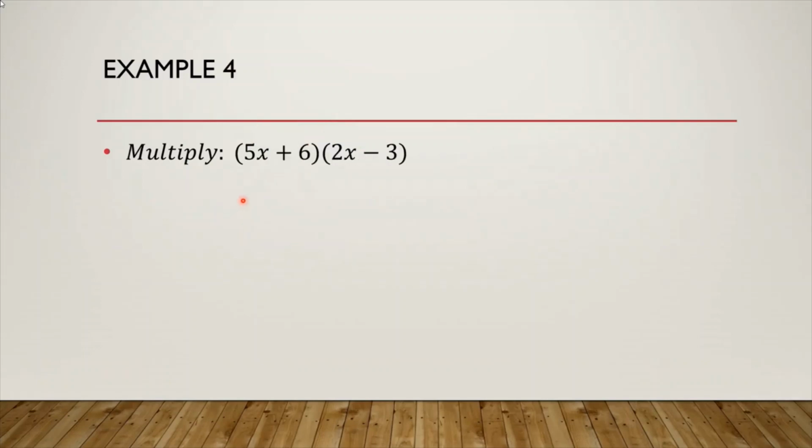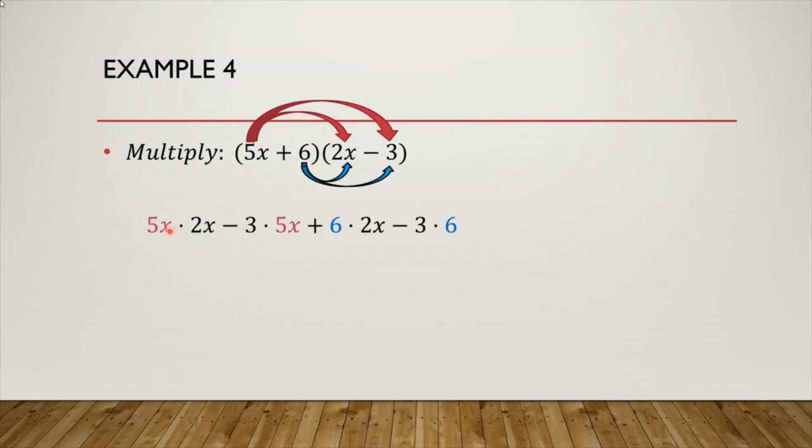All right, let's look at another example. So here, you're still using the distributive property. So you're going to take the 5x and distribute to both the 2x and to the minus 3, and then you're going to do the same thing with the 6. Distribute that to the 2x and the minus 3. So you distribute the 5x and you distribute the 6. So 5x times 2x, 5x times the negative 3, 6 times 2x, and then 6 times negative 3.